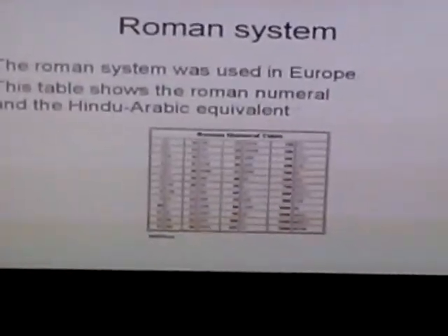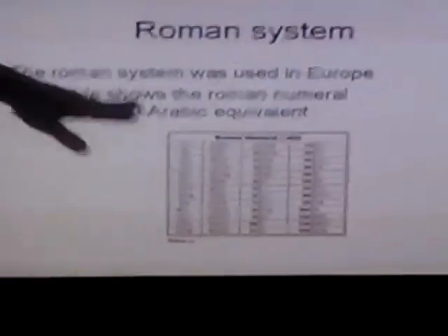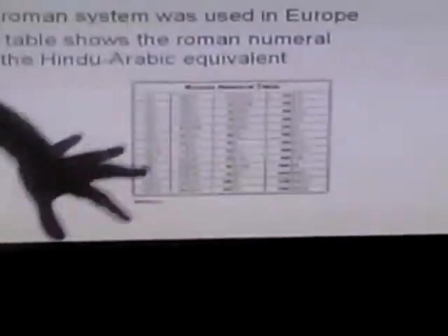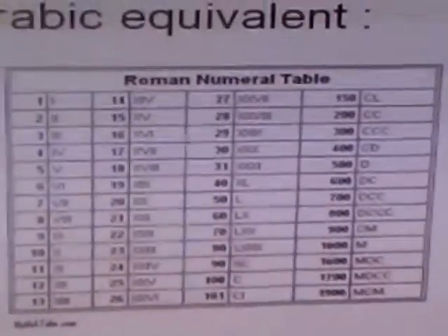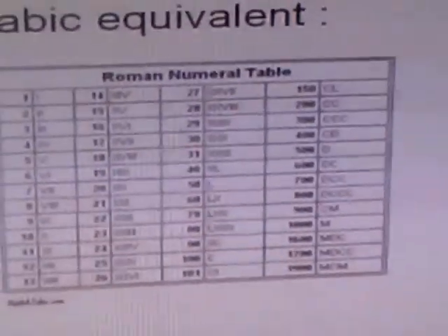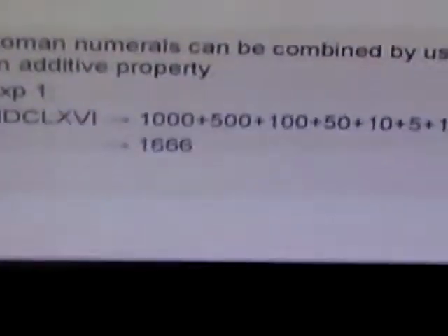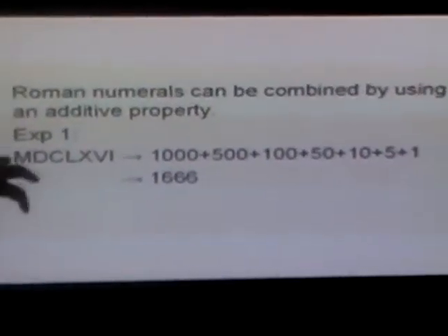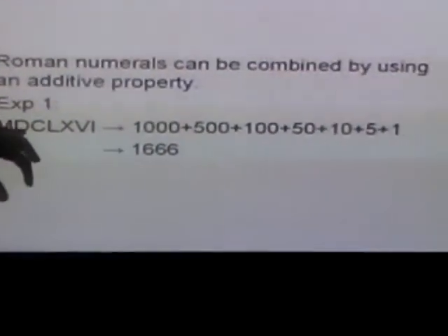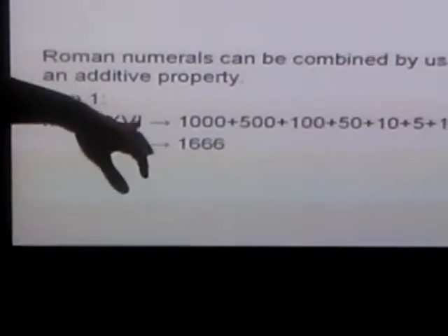We have the Roman system. The Roman system was used in Europe. This table shows all the symbols of the Roman system and also the equivalents in the Hindu-Arabic system. We have here an example of the Roman system. We have the M, D, C, L, X, V, and I.